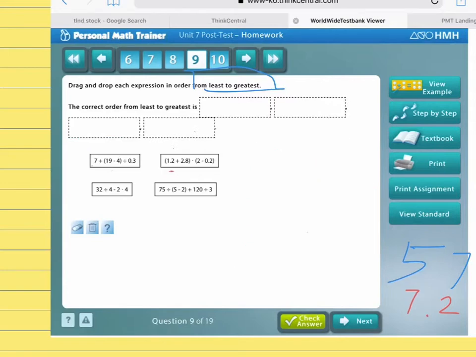All right, so now it's looking like 7.2 is the least so far. Let's move to the next one here. That would be order of operations. We do division first. 32 divided by 4 is 8.